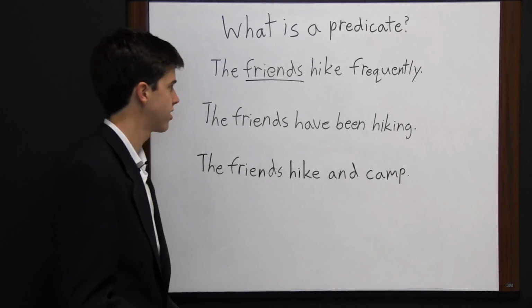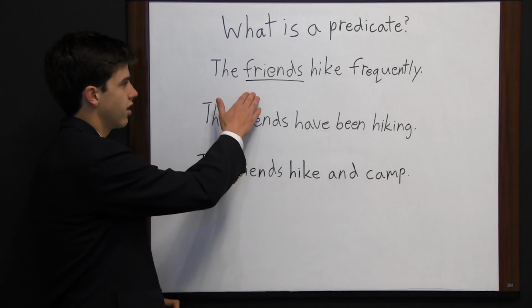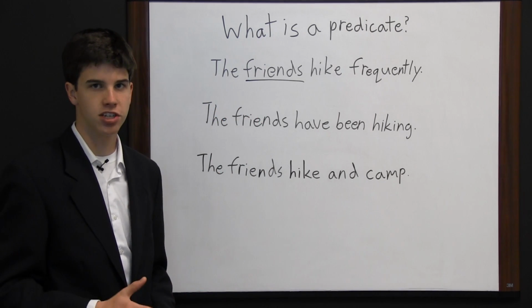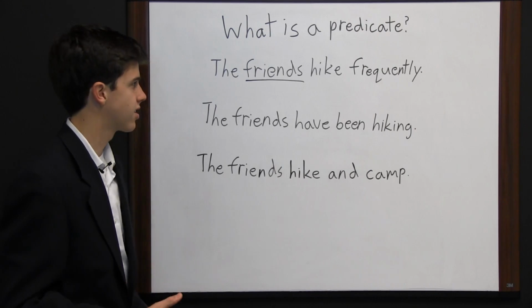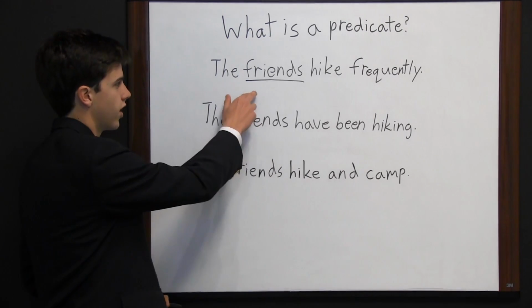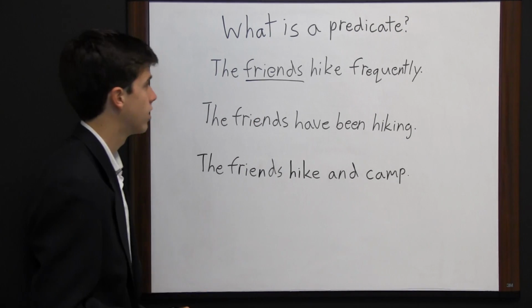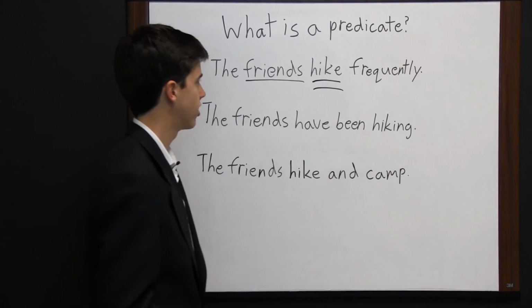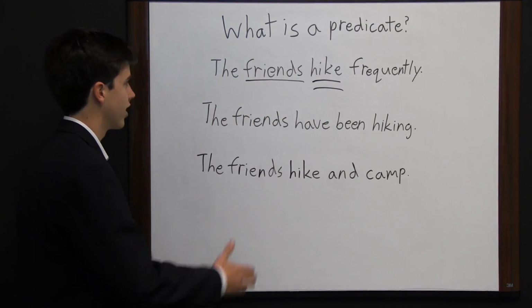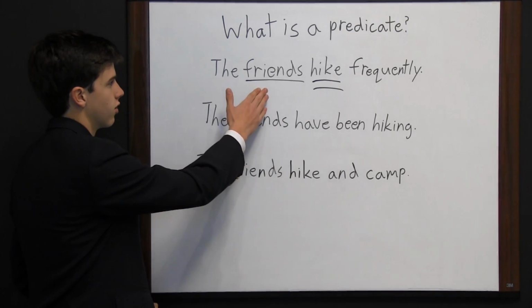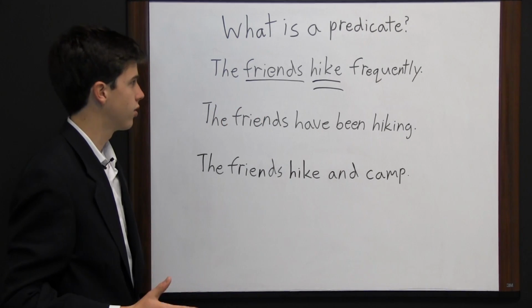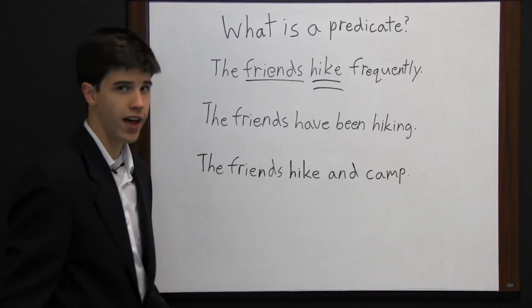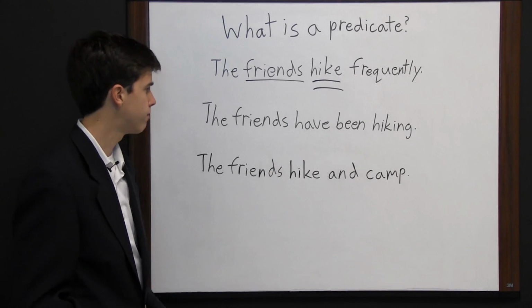So what is the verb of this sentence? Well, since the subject tells us who is going to do the action, and the predicate tells us what that action is going to be, then it only makes sense that the verb here needs to be what the friends will be doing. Well, the friends here will be hiking. So hike is the verb. I'm going to put 2 lines under it to show that it's the verb. So here, friends is the subject. So friends is going to be the people doing the action in this sentence. And then the predicate tells what that action is going to be.